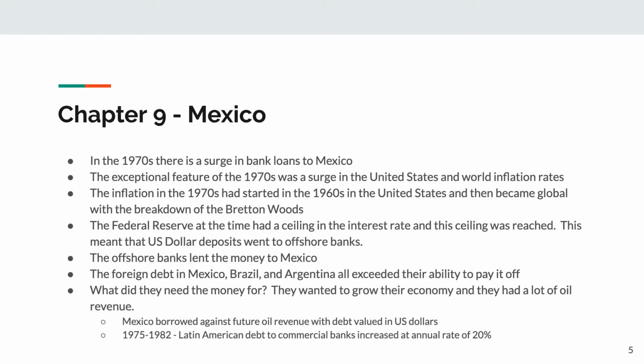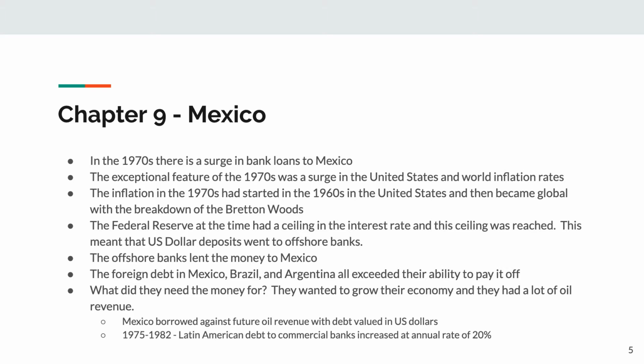So let's look first at Mexico. So in Mexico, what we saw is that Mexico, as a developing country, had borrowed a lot of money, and it borrowed a lot of money to build up its infrastructure and basically boost the economy to an industrialized country.